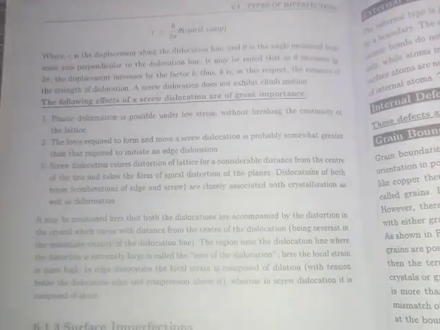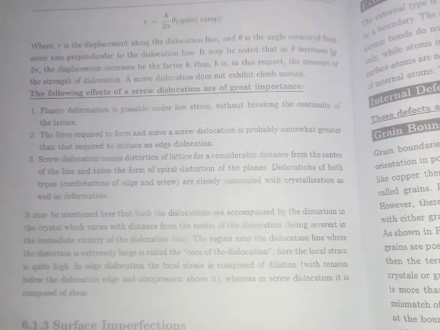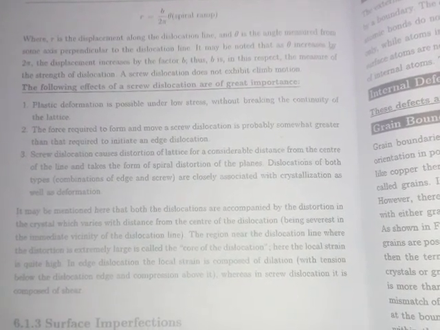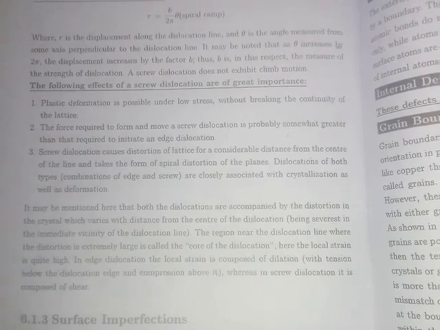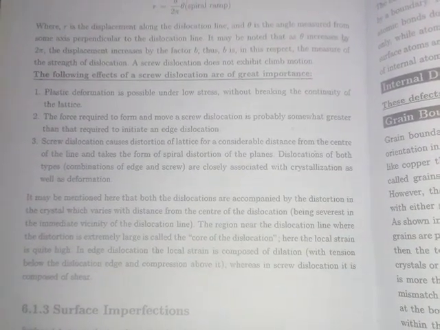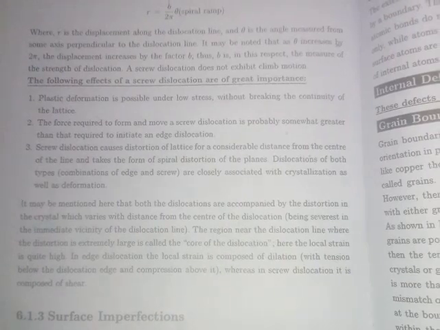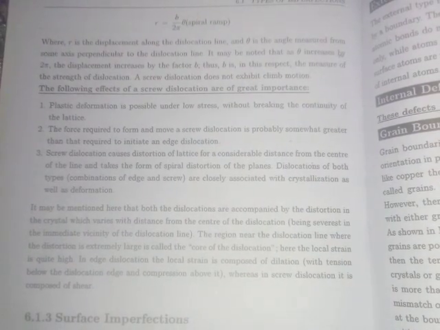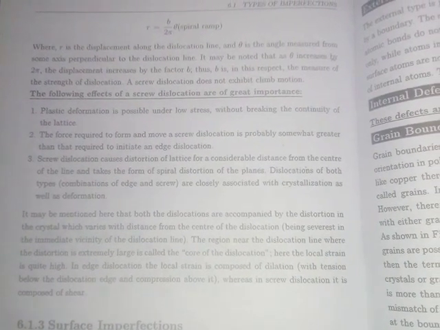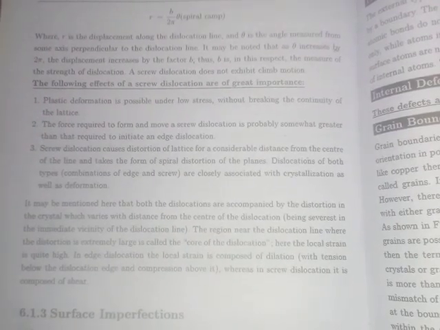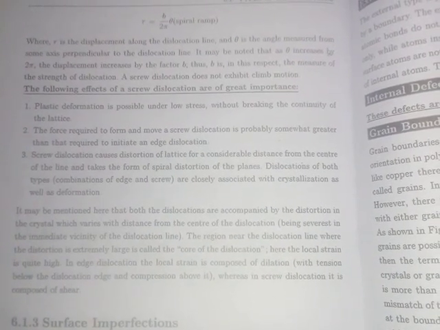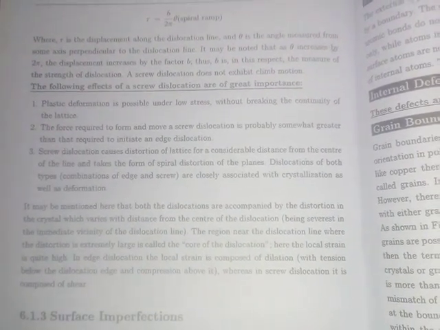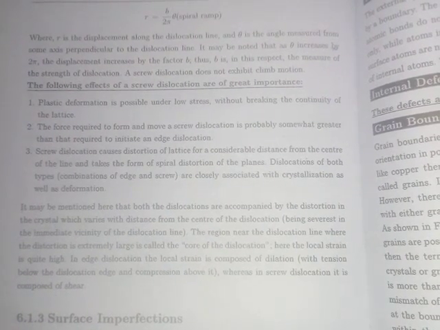The following effects of a screw dislocation are of great importance. Plastic deformation is possible under low stress, without breaking the continuity of the lattice. The force required to form and move a screw dislocation is probably somewhat greater than that required to initiate an edge dislocation. Screw dislocation causes distortion of the lattice from a considerable distance from the center of the line and takes the form of spiral distortion of the planes.